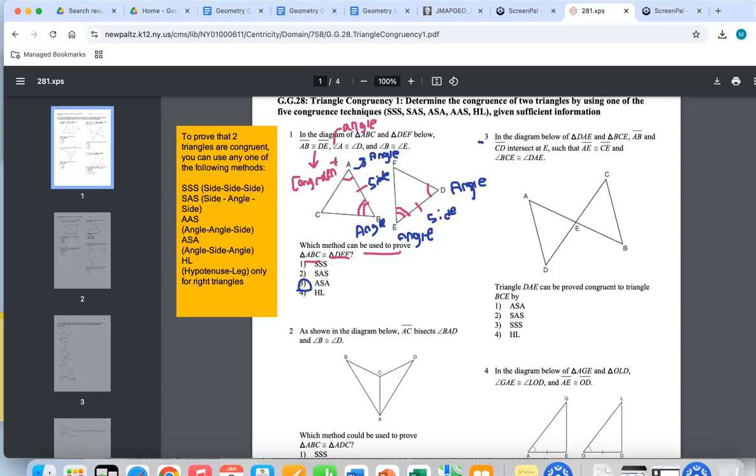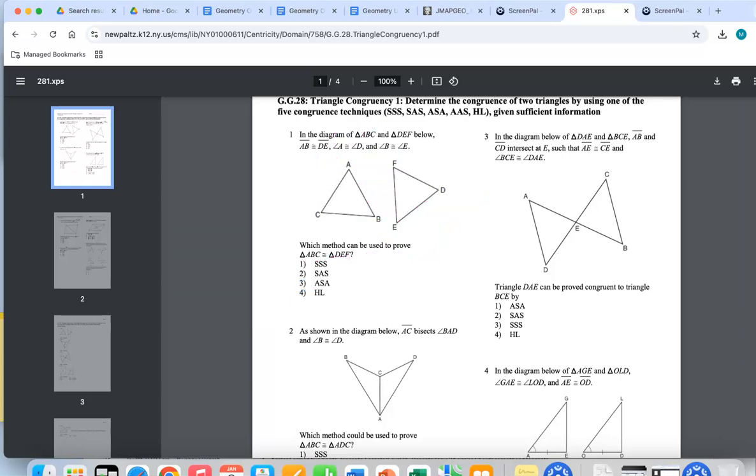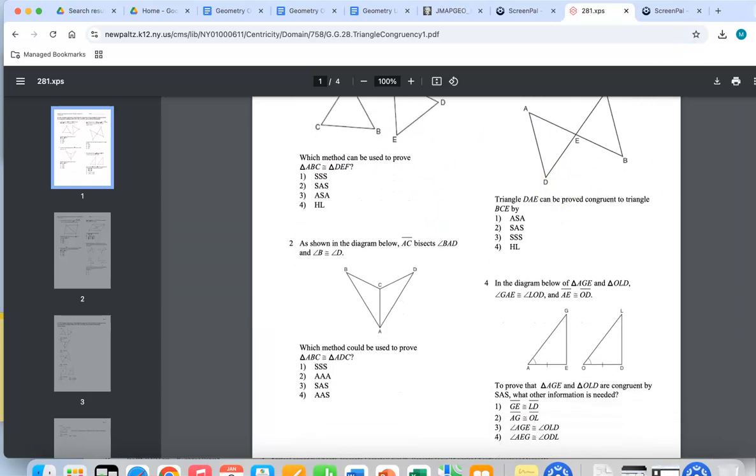I'm going to do question 2. So let me exit the drawing for a second and scroll down to number 2. So let's do number 2 really quick. It says AC bisects angle BAD. So this entire angle is being bisected, which basically means that it's being cut in half. So we know that this angle would be congruent to this angle. And we also know that angle B is congruent to angle D.